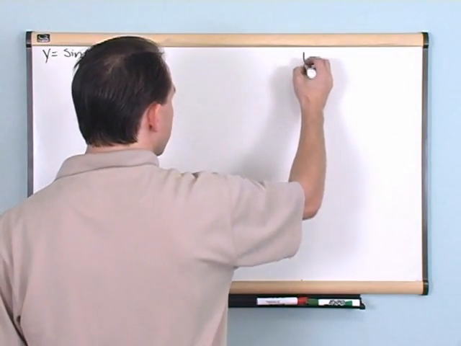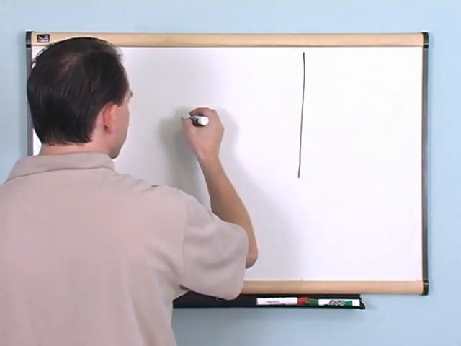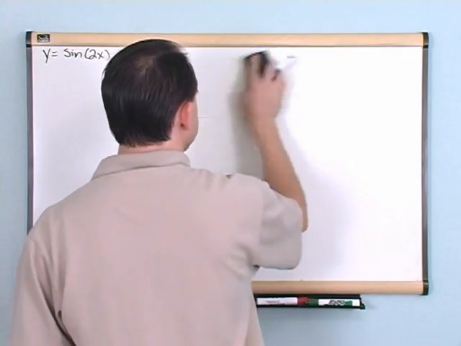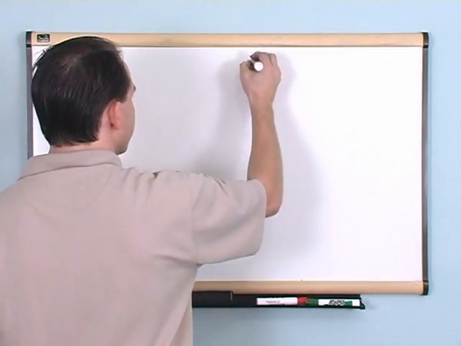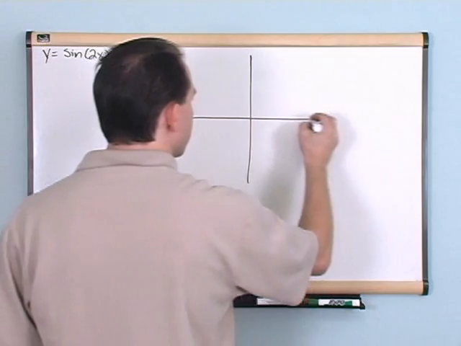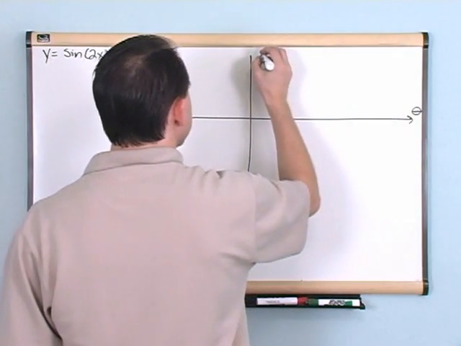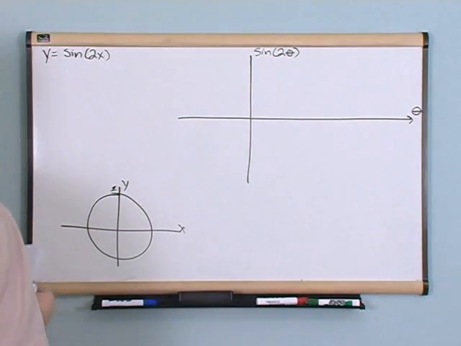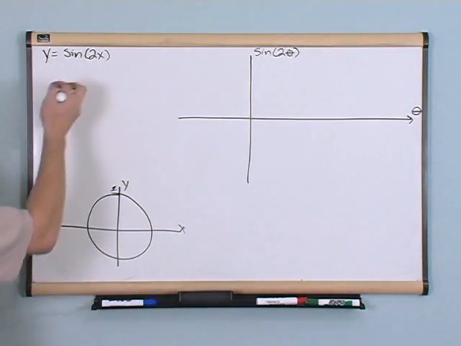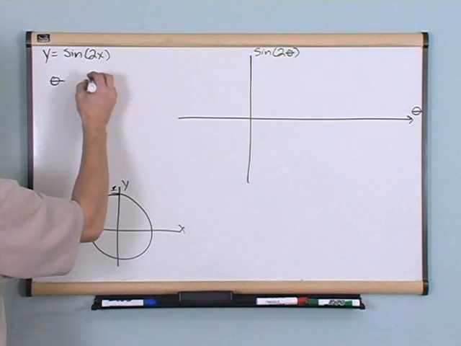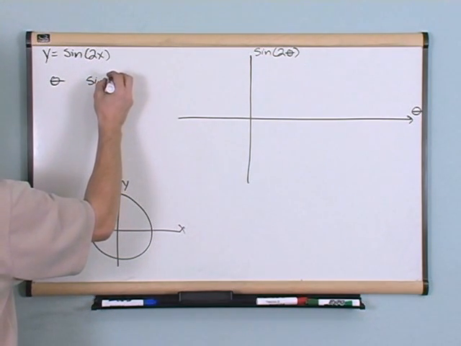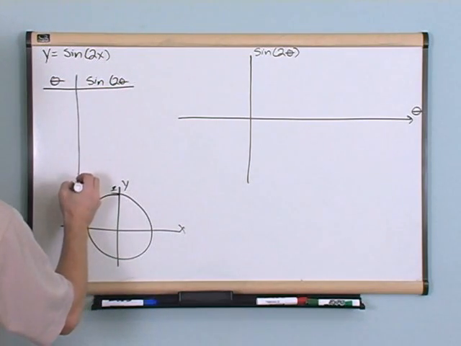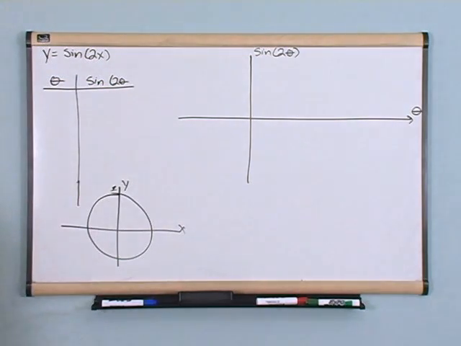is to go ahead and draw my coordinate axis. In fact, let's make it even bigger. Let's move it over here a little bit. This is theta. This is sine of 2 times theta. Okay? The easiest way to do this is to make a little chart here. Theta and sine of 2 theta. That's the easiest way to do this right here. Okay? And then we can go ahead and plot a period.